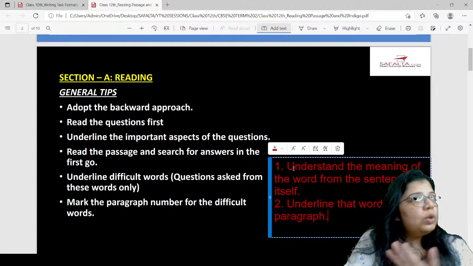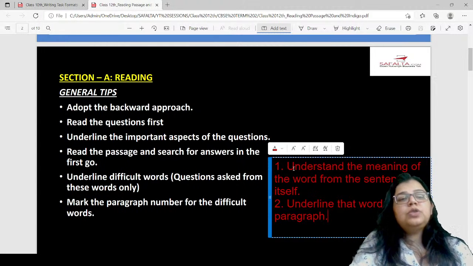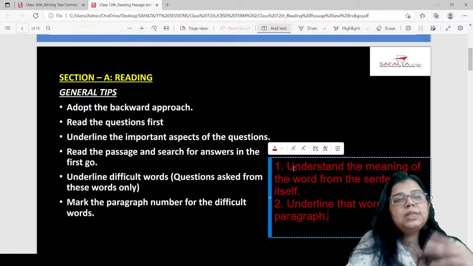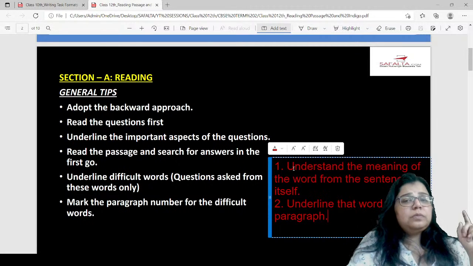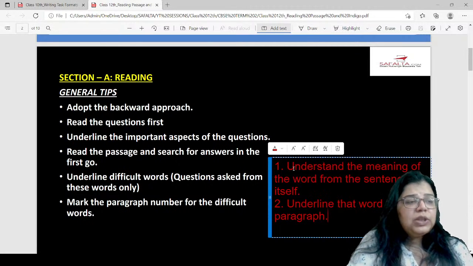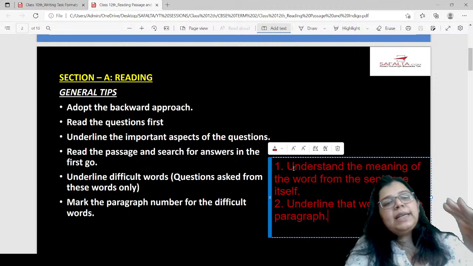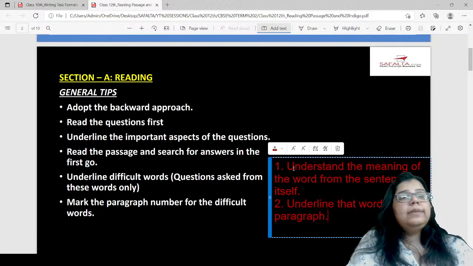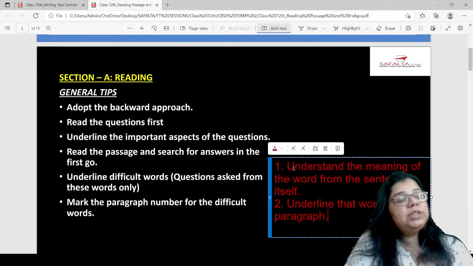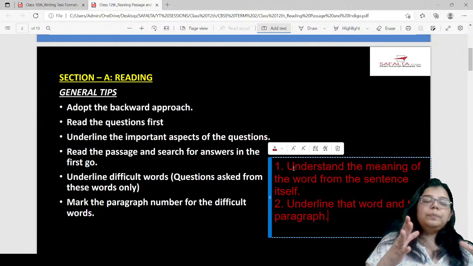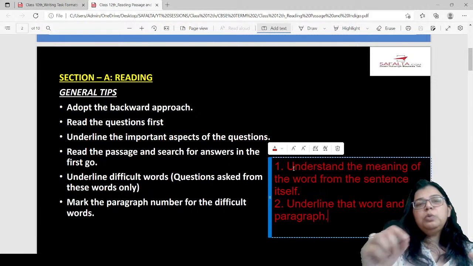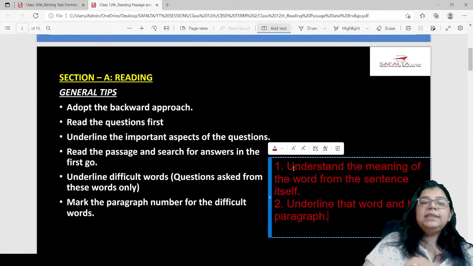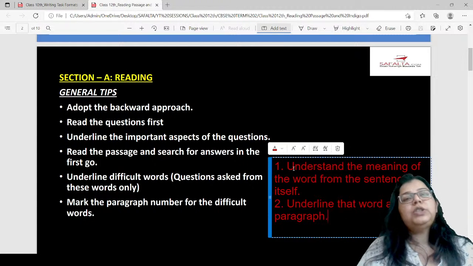Now, if you don't even understand the meaning of these words through the sentences, the second approach is that you remember the word, underline the word in the passage and remember the paragraph. Because I'll give you an example later on that whenever they have given you questions at the end, they have also mentioned the paragraph number. So rest assured that whichever difficult word they are asking about, it is from the paragraph that they have mentioned there.